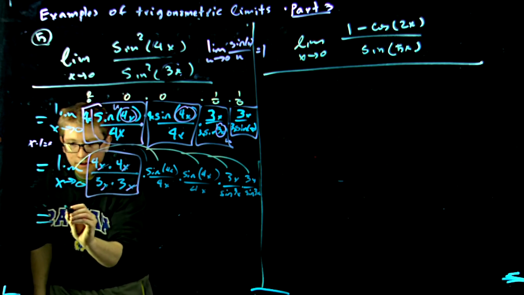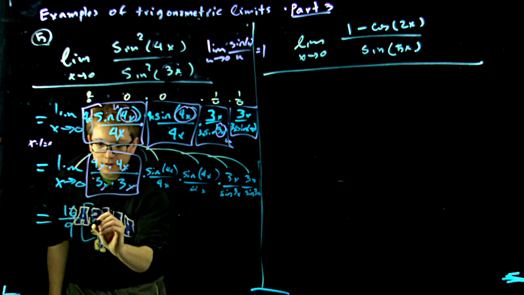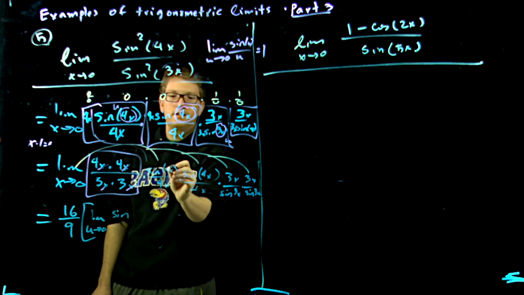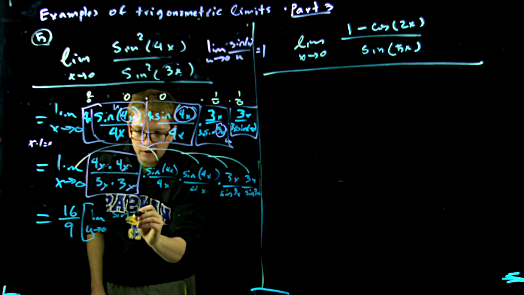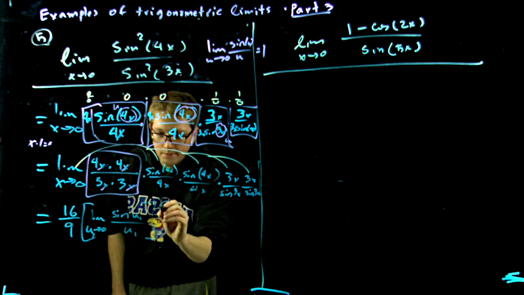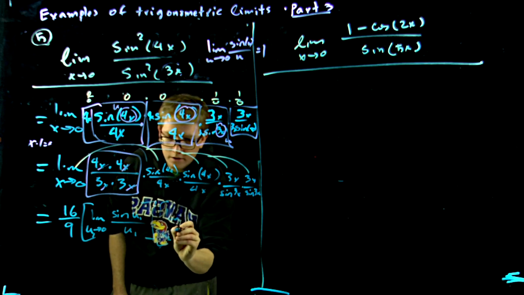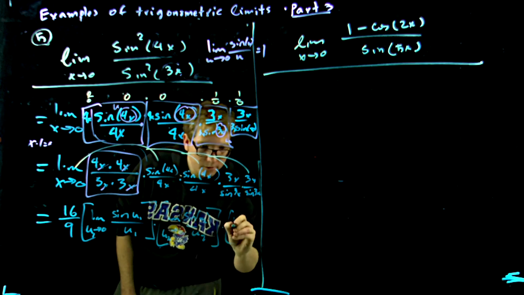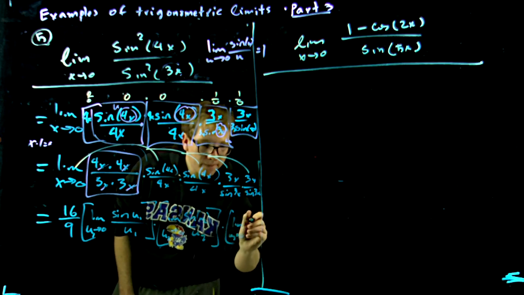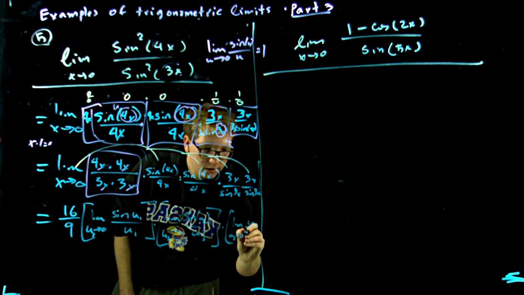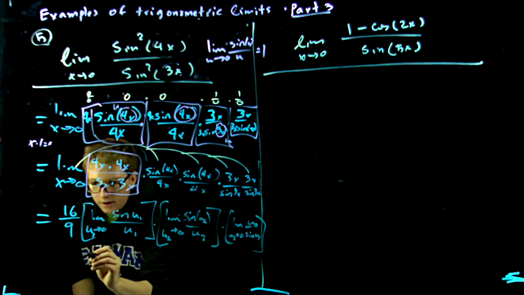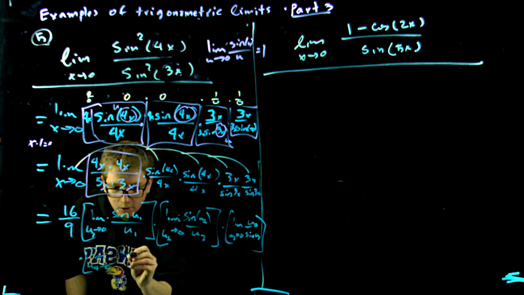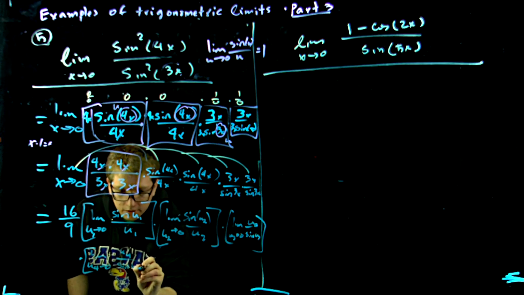So if I go ahead and rearrange that, it's now 16 over 9 times the limit, as u1 goes to 0 of sine of u1 over u1, times the limit as u2 goes to 0 of sine of u2 over u2, times, and I'm going to run out of room real fast here, the limit as u3 goes to 0 of u3 over sine of u3, and then one last multiple over here because I've run out of room, the limit as u4 goes to 0 of u4 over sine of u4.